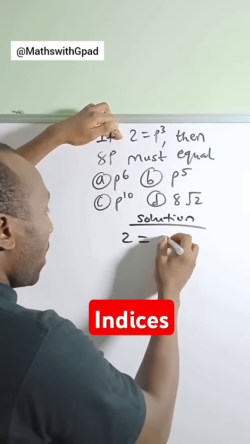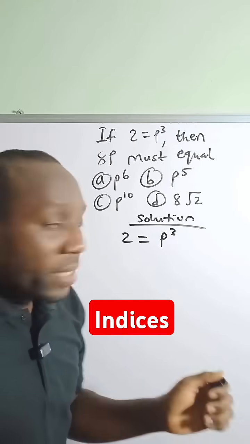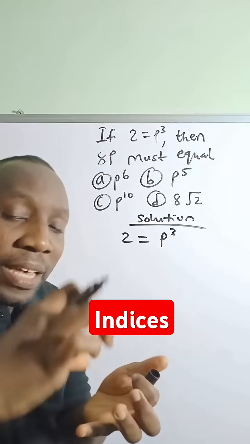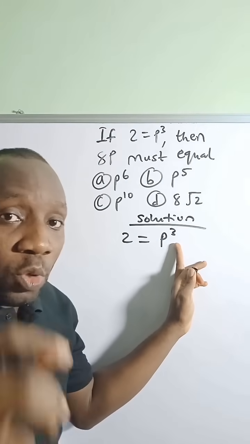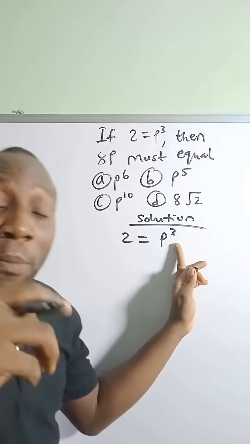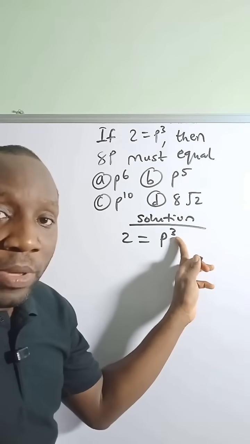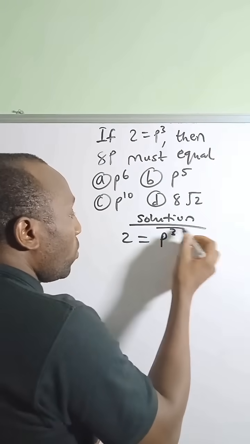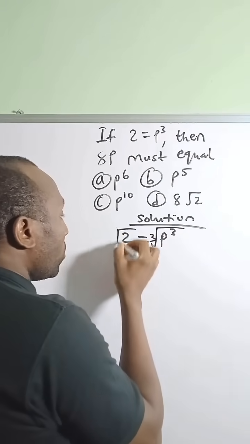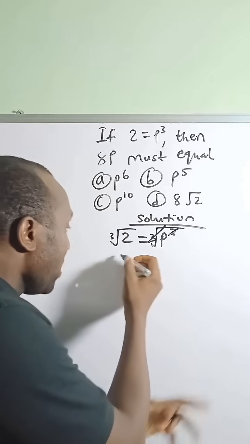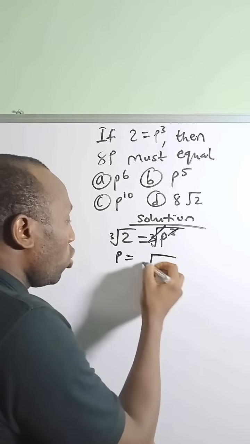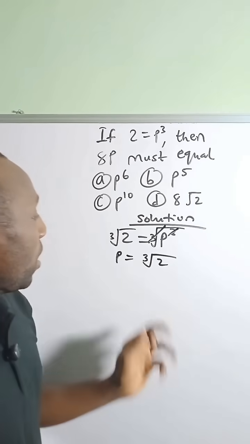2 is equal to p raised to power 3. All right. Now, let's get the value of p first, not p raised to power 3. I'm going to cube root both sides to get rid of the cube here. So let's quickly do that. Cube root this one and cube root this. So p is equal to the cube root of 2.